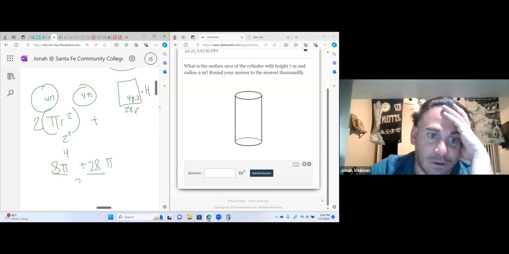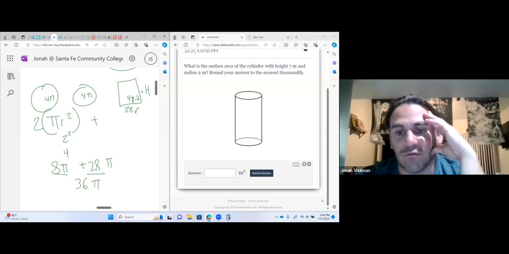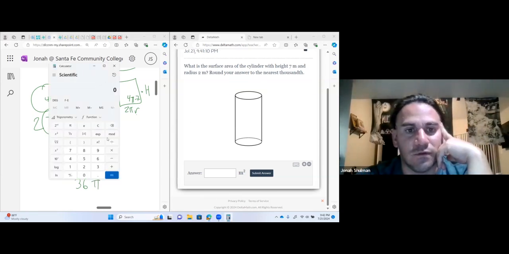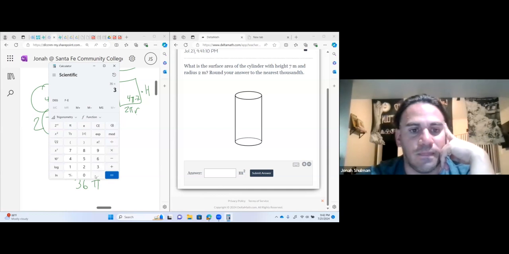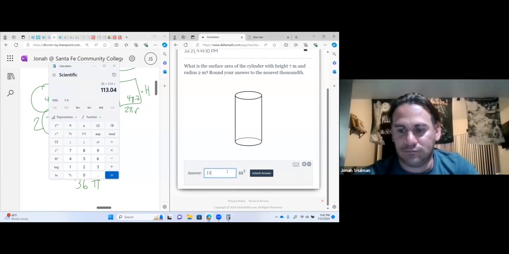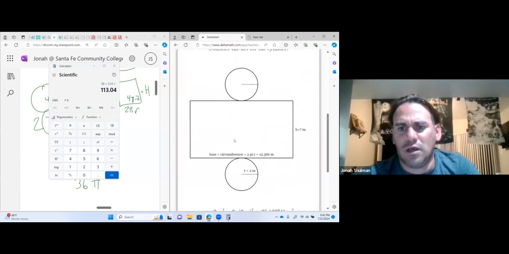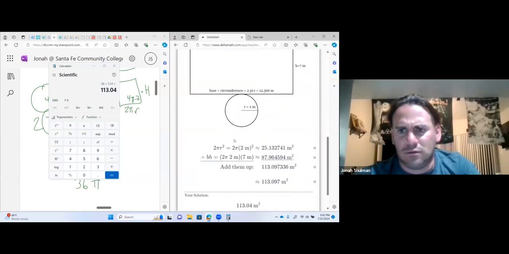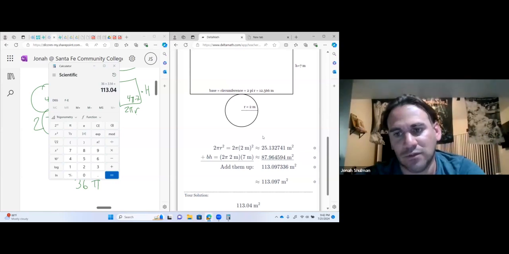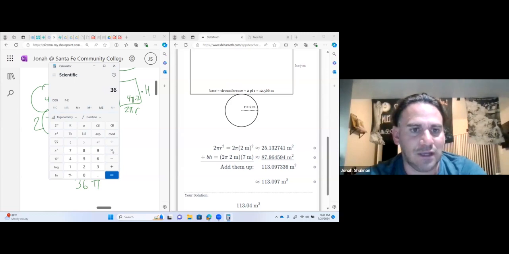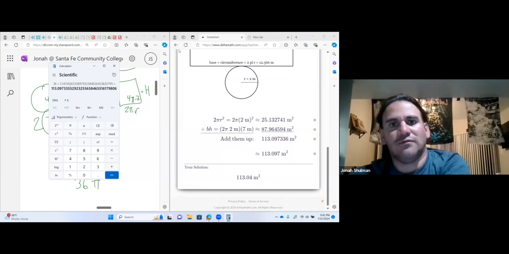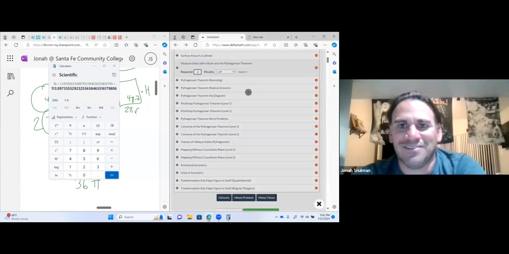We can add them. 36 times 3.14. We want to round to the nearest thousandth. 113.04. What? Oh, because I didn't do pi. I'm not doing it again. It's because I did 3.14 instead of doing the whole thing. So 36 times pi. Give me a break. 113.097. Get over yourselves.